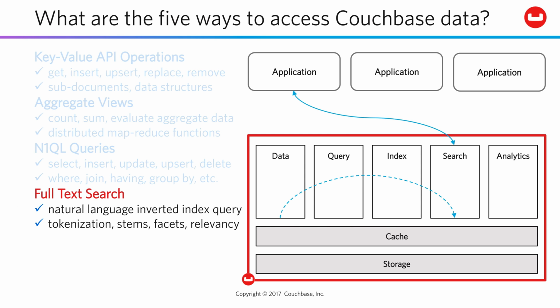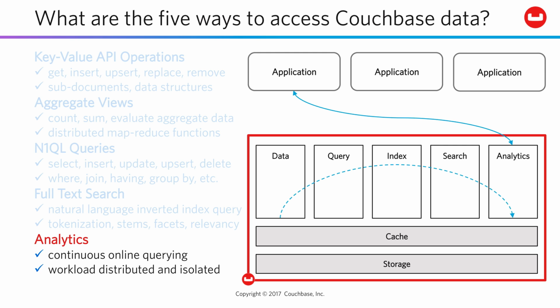Fourth, the full-text search service maintains inverted indexes and provides tokenization, stemming, faceting, relevancy scores, and more in support of natural language queries, with results delivered directly from your data buckets, not some remote system out on the network. And fifth, the analytics service provides continuous distributed isolated queries to support ongoing analysis of the data you already have right there on board in your data buckets.